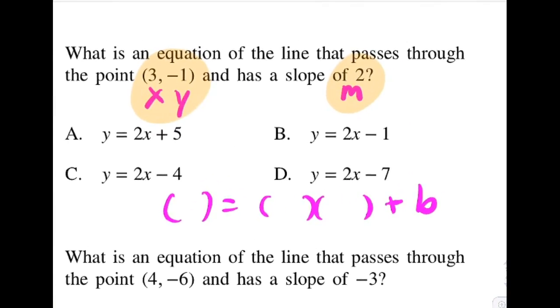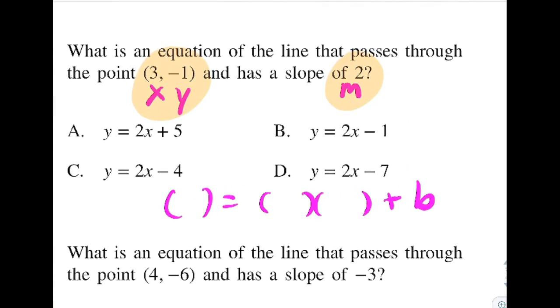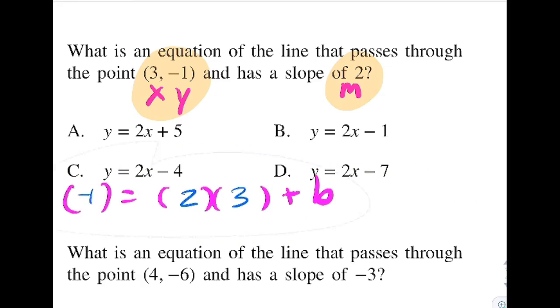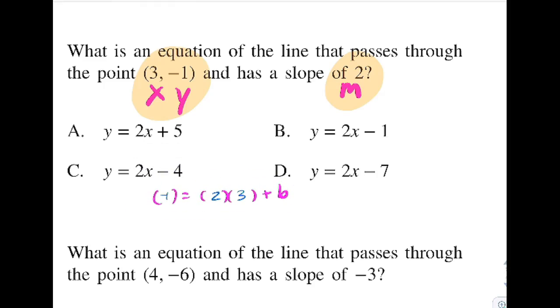Number 11, you have a point and a slope, so you just plug it in. My slope is 2, my point is 3, -1. So now I have -1 equals 6 plus b. Take away 6 from both sides, and b is -7. There's only one choice up there that has a y-intercept of -7.